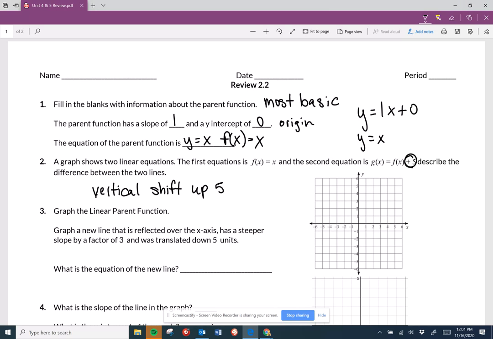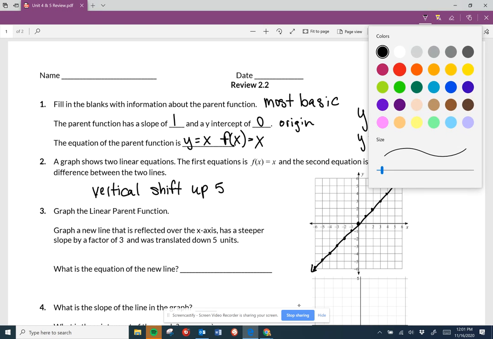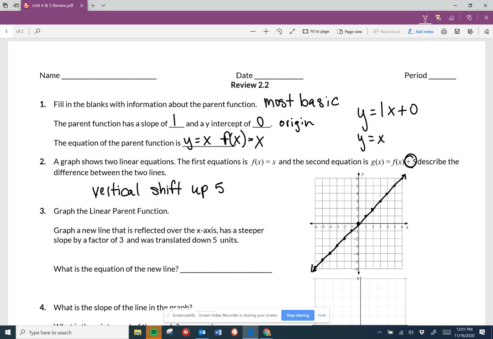Okay. Over here it says graph the linear parent function. So just as we talked about before, we have the 0, 0. It goes through the origin and it goes up 1 over 1 on every single box, down 1 to the left 1. Okay. So that is going to be our parent function. And then it's going to ask us to graph another line. Okay. So it says graph a new line that's reflected over the x-axis, is steeper by a factor of 3, and was translated down 5 units.